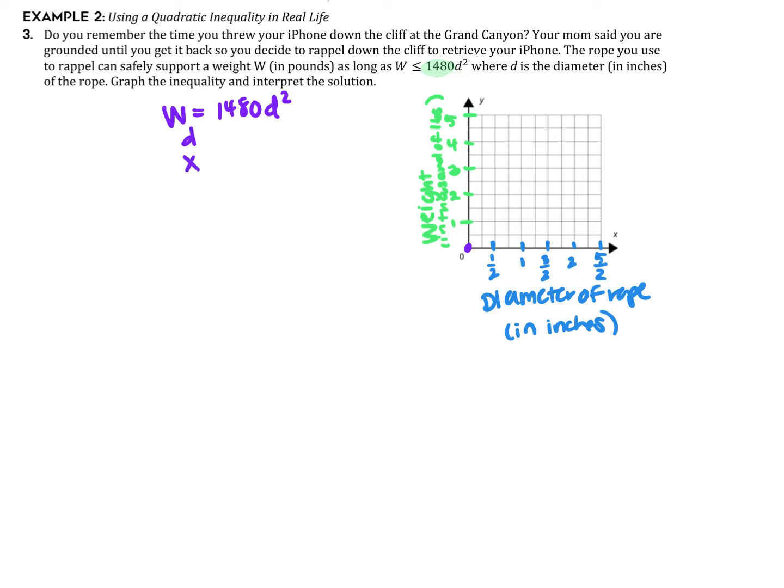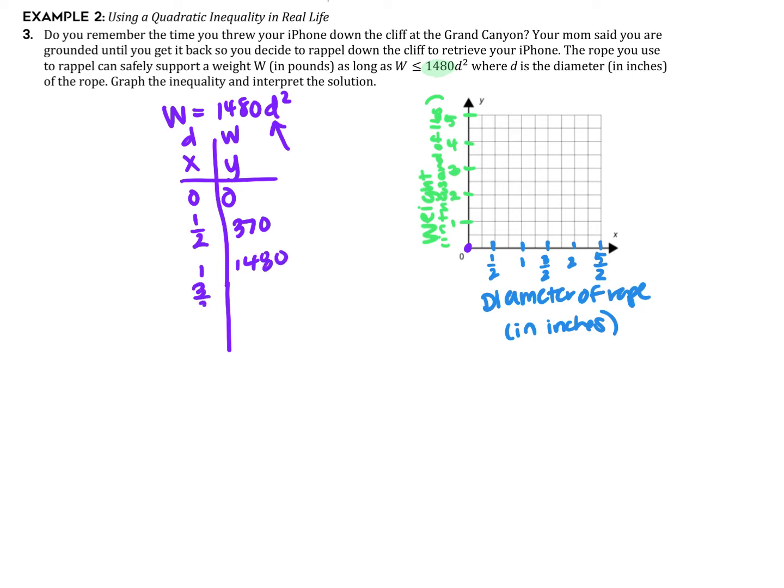So I'm going to put x, aka in this case the diameter, and y, aka in this case the weight that it can hold. If I plug in 0, I get 0. That's going to be my first point. If I plug in 1/2 squared, which is 1/4, then I just need to do 1,480 divided by 4, which is going to be 370. So I'm just plugging these d values in here. If I plug 1 in, 1 squared is 1, times 1,480 is 1,480.